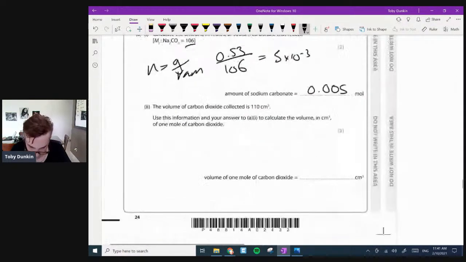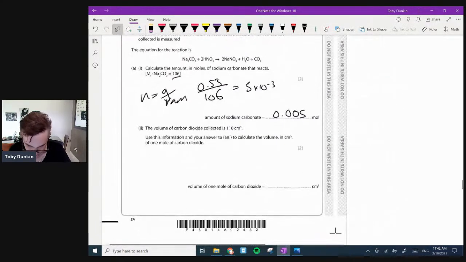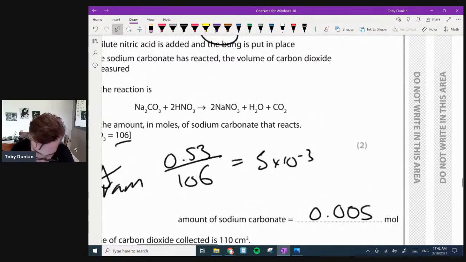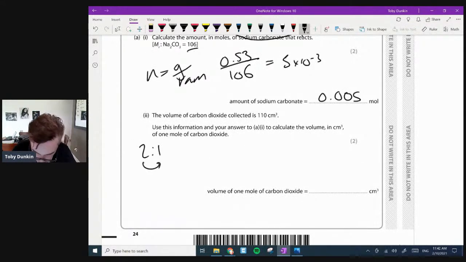0.005. The volume of carbon dioxide collected is 110. Use this to calculate the volume in centimeters cubed of 1 mole of carbon dioxide. Oh, that's interesting. That's quite clever because we now know the moles of this. And we've got a 2-to-1 ratio, which I need to write down. So the 0.005 will be divided by 2. And that gives me 2.5 times 10 to the minus 3 moles of CO2.